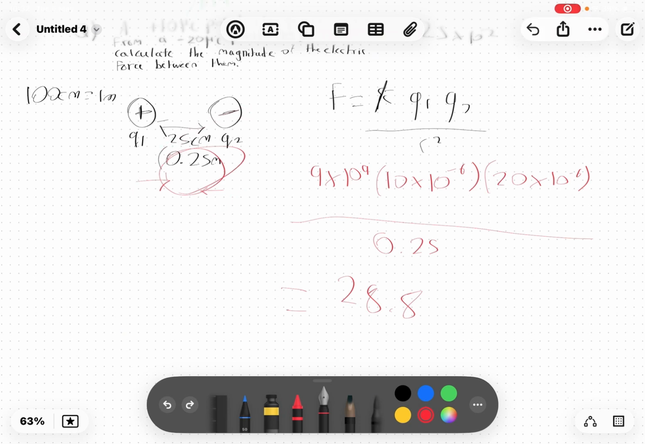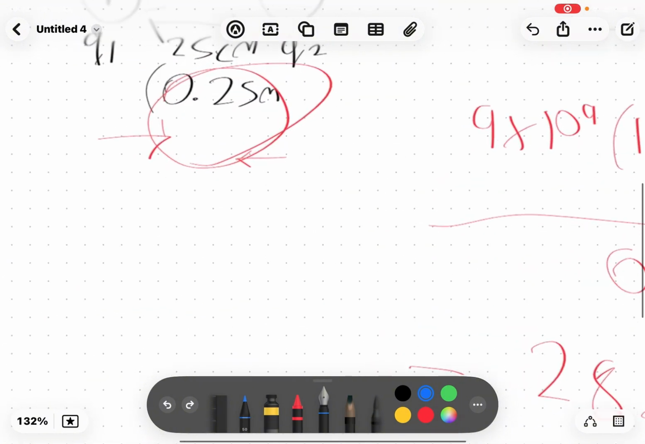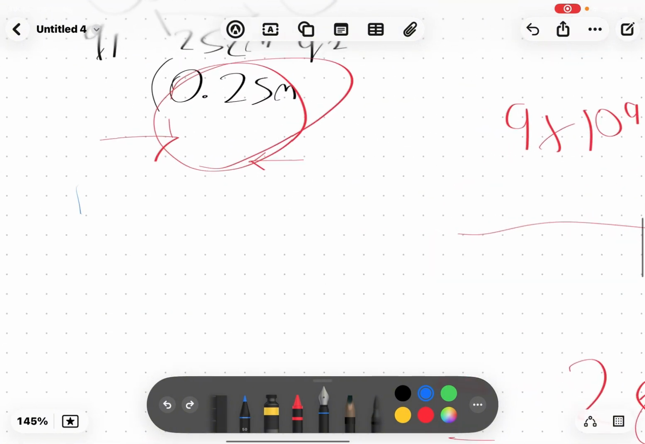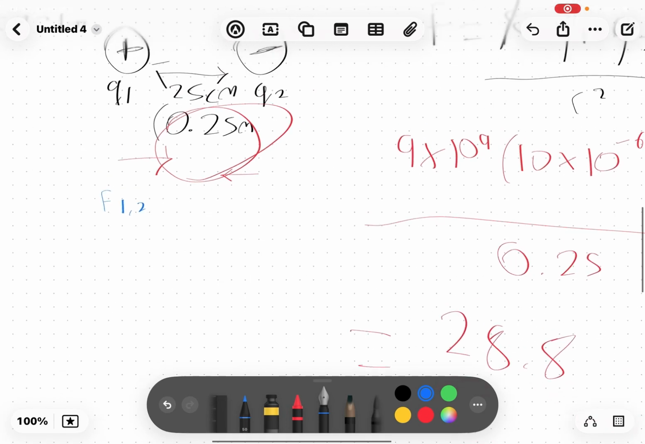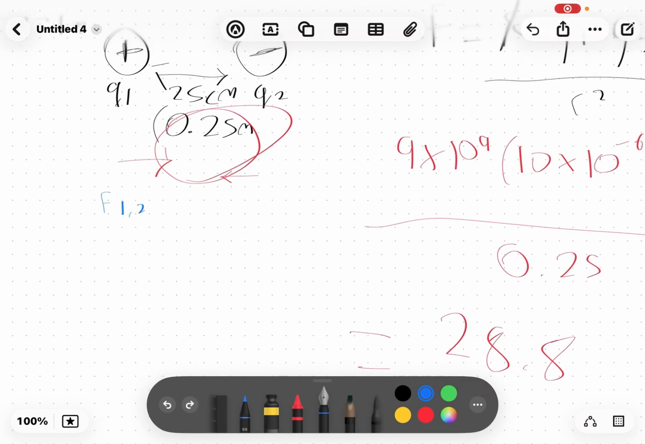Also, sometimes you might need to name the force. For example, this is F12, the force going this way. Although it's the same magnitude, they have different directions. This one would be F21, because this one is attracting to this one. So you name which one it is and where it's going, if that makes sense.